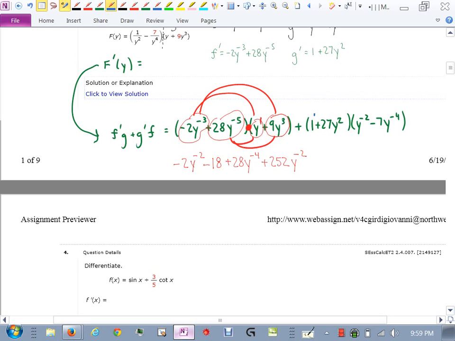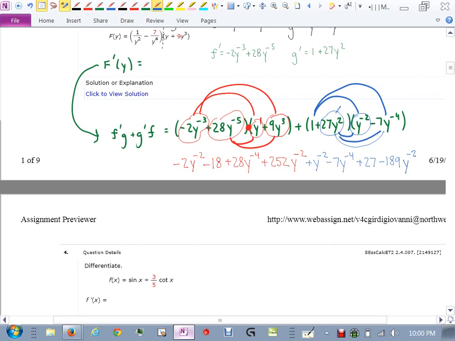Now we have to come over here and do this, this, this, this. So let me do that there. 1 distributed through just gives me exactly what was there. So negative 2, 1 again, negative 7y to the negative 4. And then now the inside ones. When I do the 27y squared times this right here, add the exponents, we get y to the 0, which is 1. So that just gives me 27 times 1, which is 27. And then when we do 27y squared here, we're going to have to do 27 times negative 7, which is negative 189. And then we have y squared times y to the negative 4 is y to the negative 2.